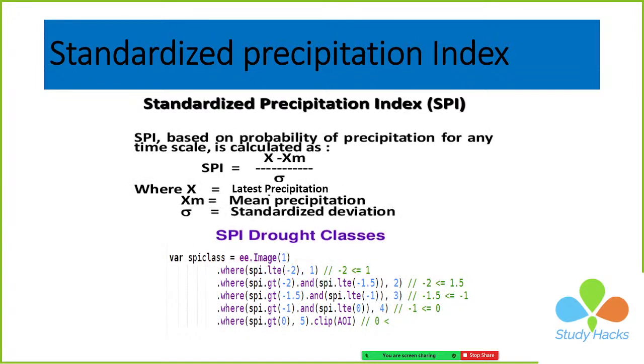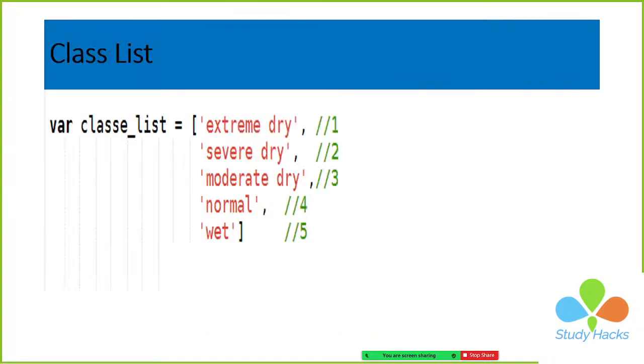Okay, so suppose when I get this pixel value, it will be showing extreme dry or normal dry, or moderate dry. You can see we can classify the 5 classes here using the Google Earth Engine coding. We can just use the code and easily classify the SPI into a total of 5 classes. When this pixel value is greater than or equal to -2 and less than or equal to 1, it will be showing this result as 1. You can see it's already defined, the 1 is the extreme dry.